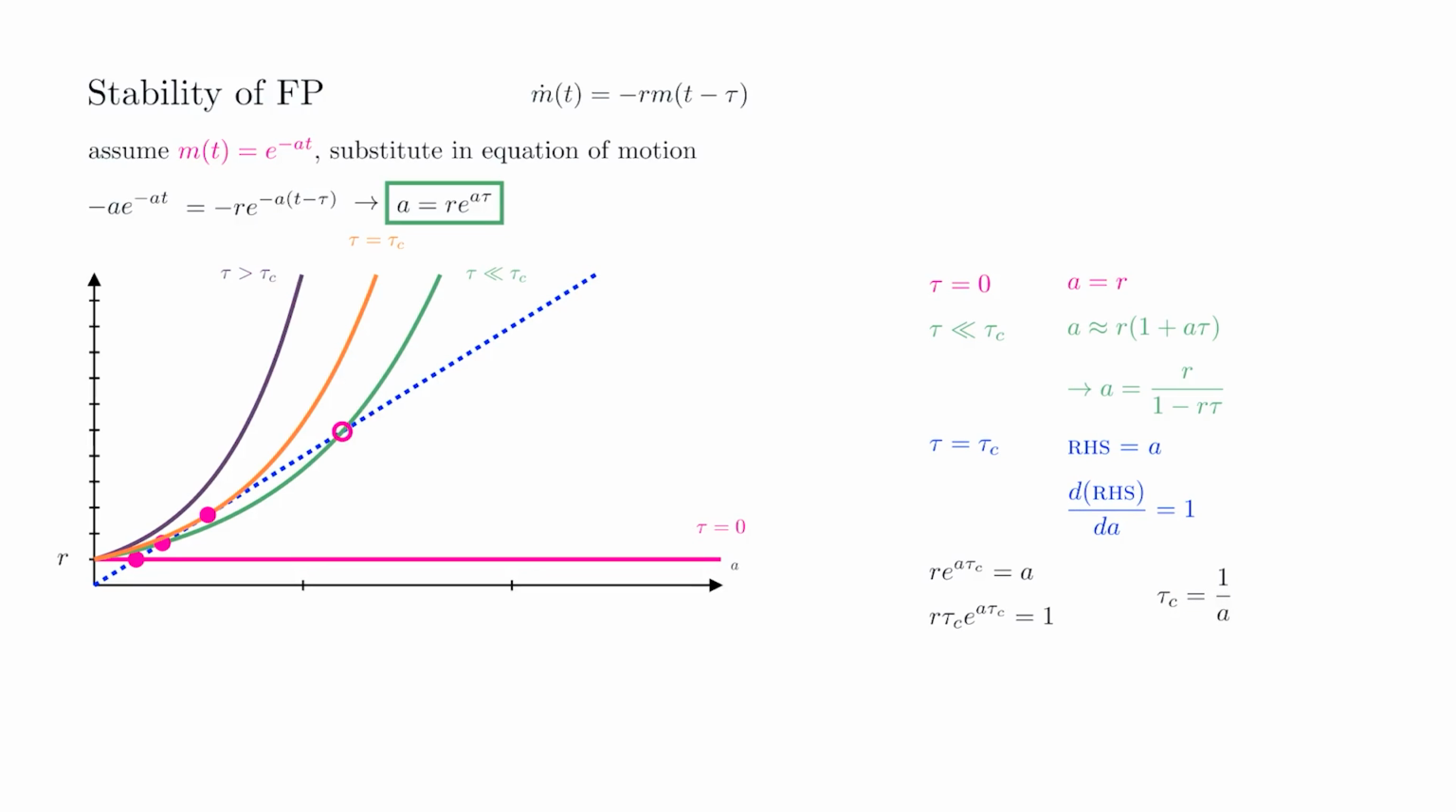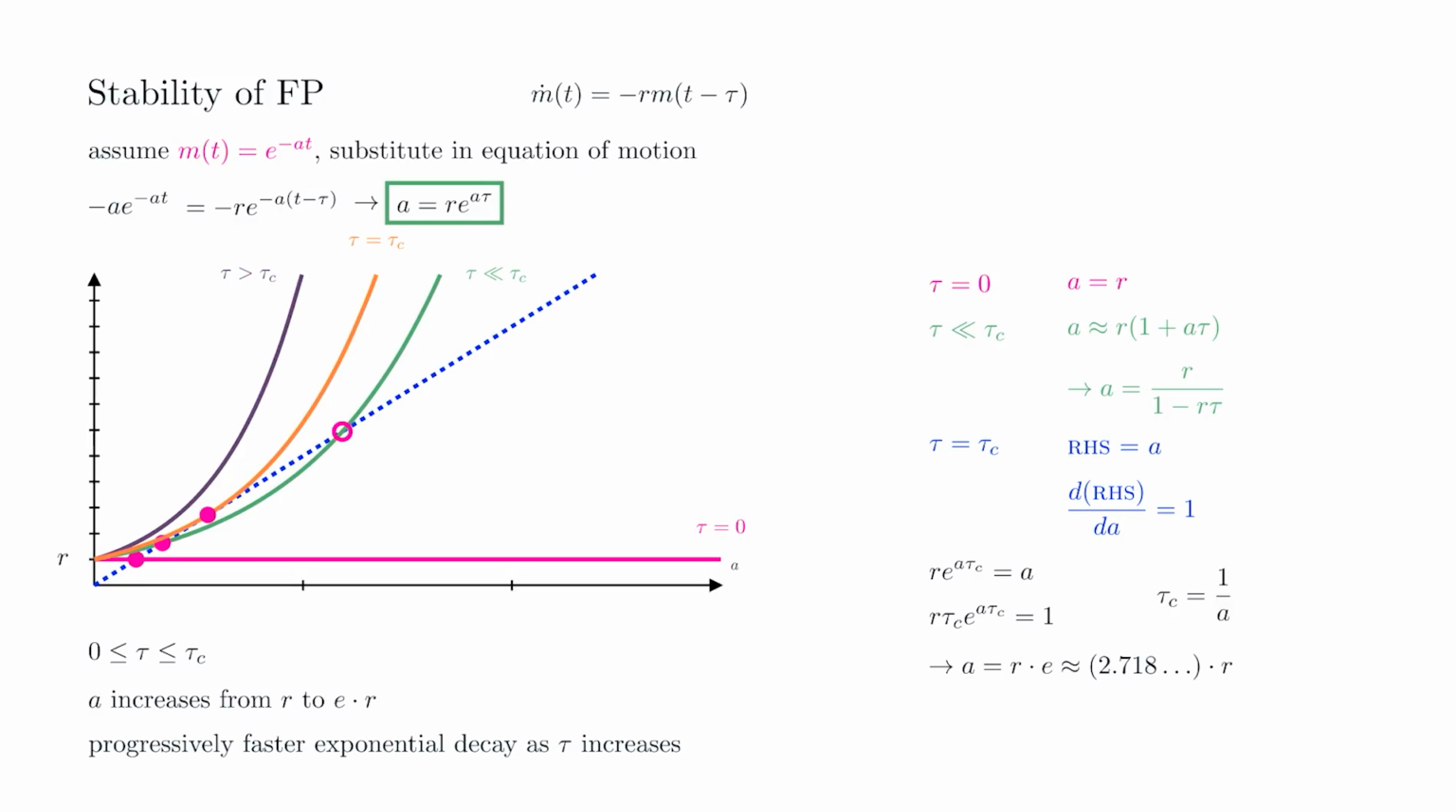And now that we know what tau c is, we can plug it back into our original equation for a itself. a is equal to r e to the a tau, and evaluated at tau c, it says that a is equal to r times e, which is approximately equal to 2.718 r. The decay rate is getting larger as tau increases up to tau c. So the summary here is that for tau between 0 and tau c, the decay rate a increases from r to 2.718 r. And what this means is that there is progressively faster exponential decay as tau increases.